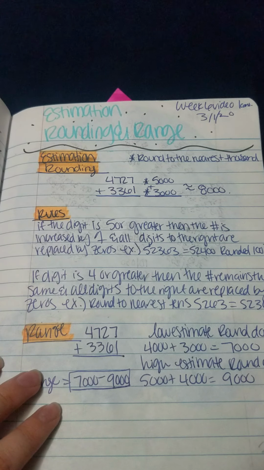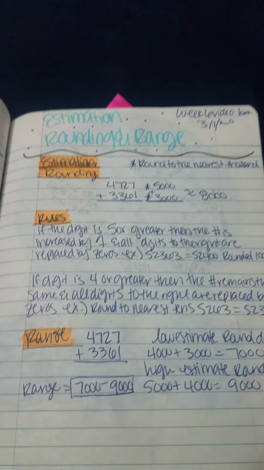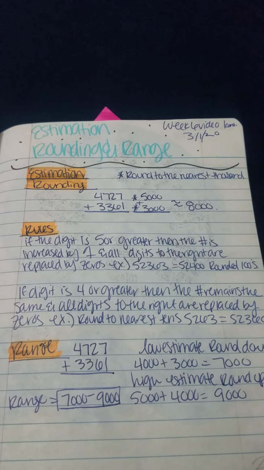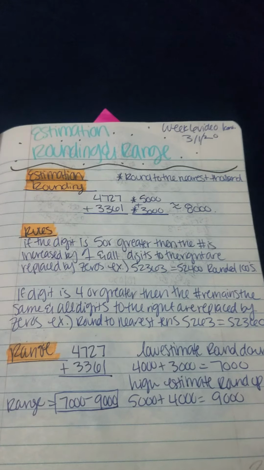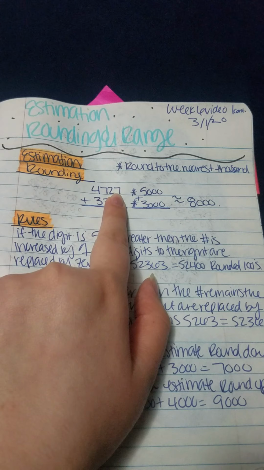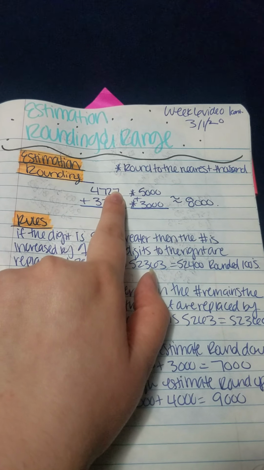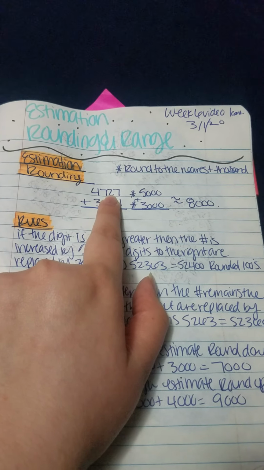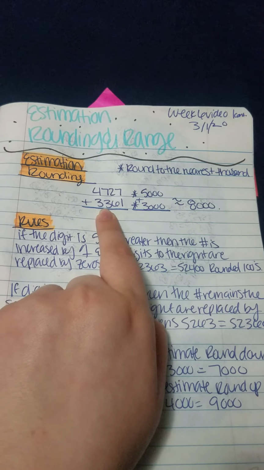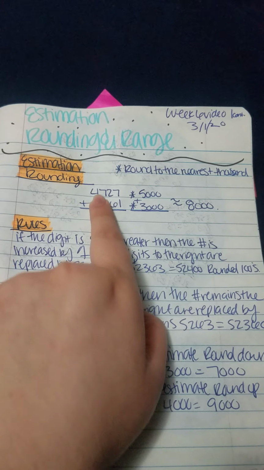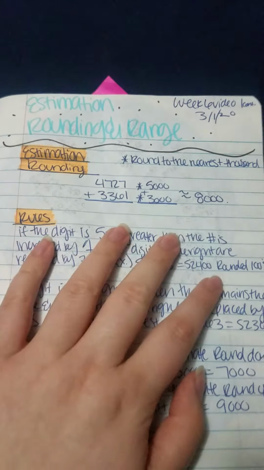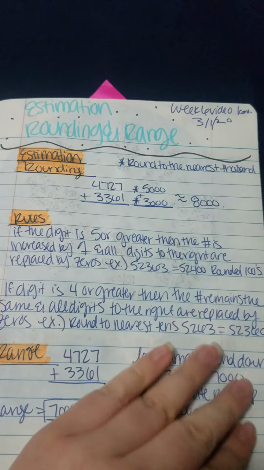Estimation, rounding, and range. We've used estimation our whole life, and so using it on a greater scheme, I believe, helps branch off of those great building blocks we got when we were younger. For example, right here, 4,700. We all know 5 and above rounds up. So 4.5 would round up. So this is 4.7, so it rounds up to 5. 3.3 is below 5, so that'll round down. So 5 plus 3 gives you about 8,000.